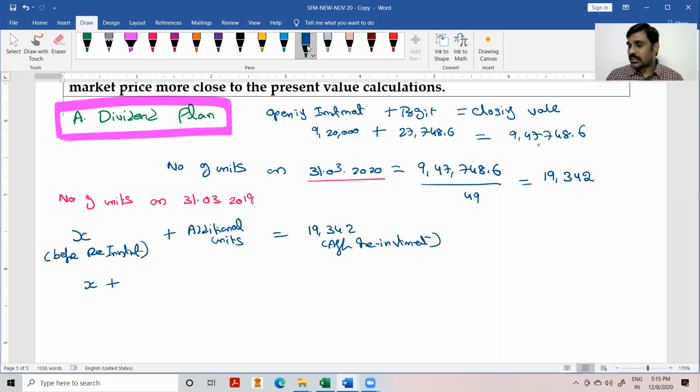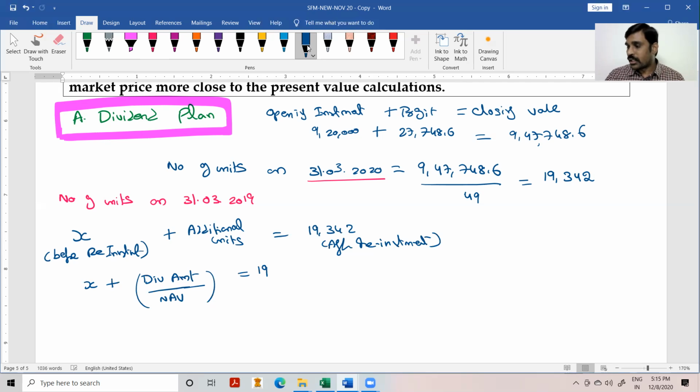Now our objective is to identify the additional units. How will you calculate the additional units? Dividend amount divided by NAV per unit. This is the number of additional units you purchase. For example, with a dividend amount of 10,000 rupees and a NAV of 10 rupees, you can purchase 1,000 units, as simple as that.